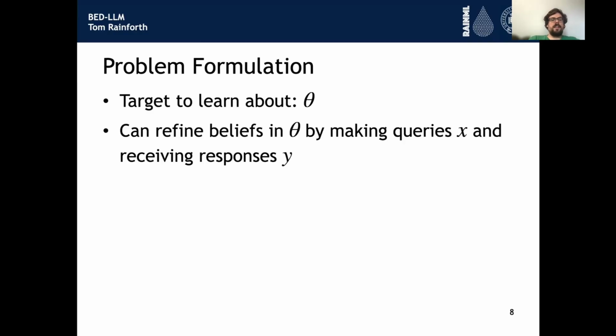The assumption, though, is that we can refine any beliefs that we have in this variable theta by making some kind of queries. We'll call those x, and we're going to receive some responses y. Most simply, this is just going to be questions that are asked to the user, that's x, and the responses that the user gives are y. But it could also be other things as well.